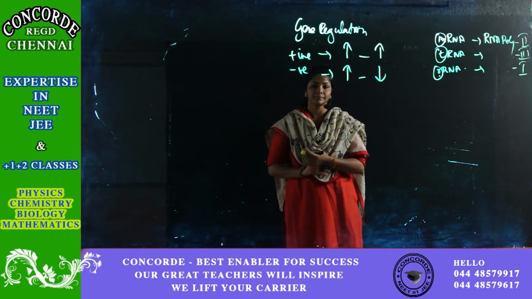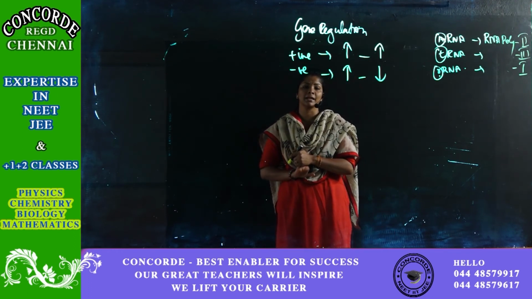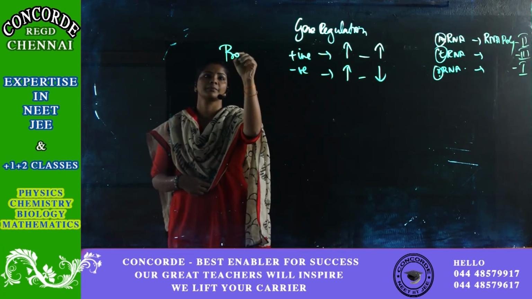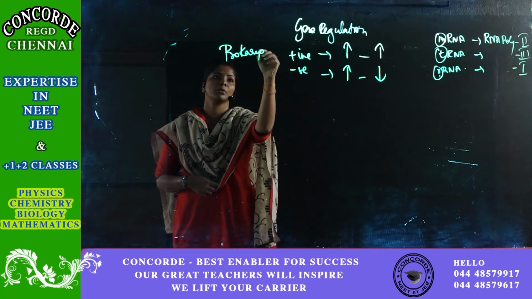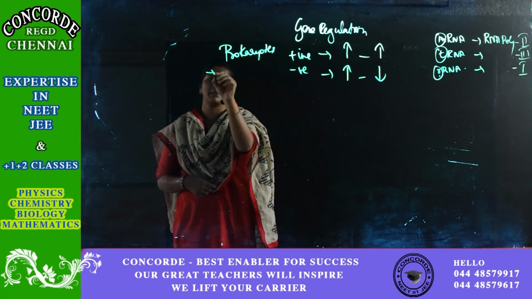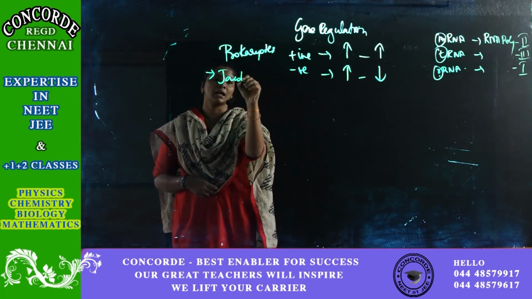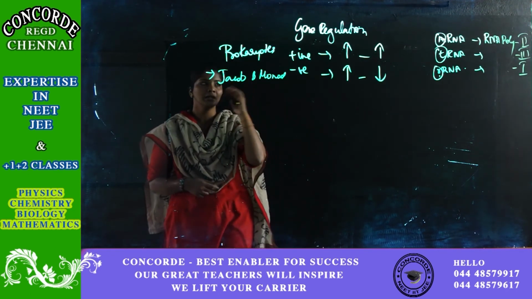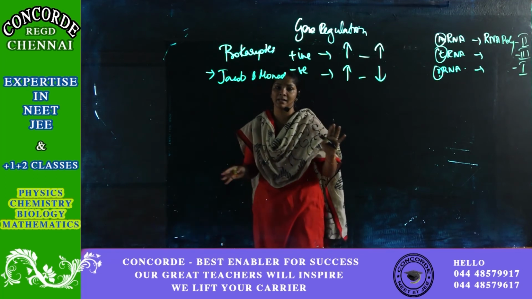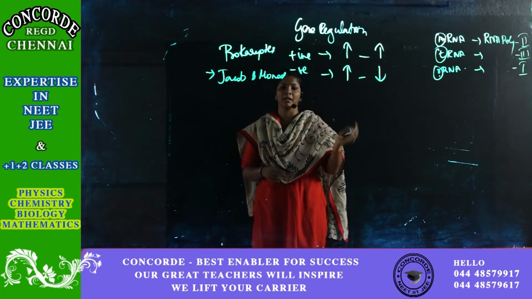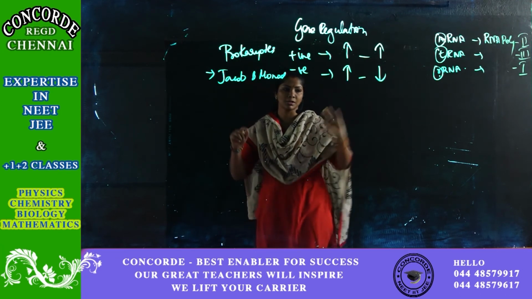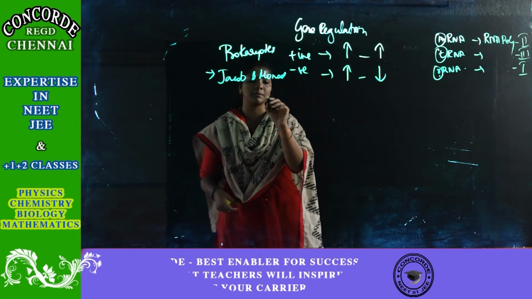Now this gene regulation was first discovered in prokaryotes, that is in bacteria, by a scientist called Jacob and Monod. So these scientists discovered the gene regulatory mechanism in bacteria for the first time. Now we are going to see in detail about that particular regulation. So I'm just going to draw the structure first and then I'll explain you step by step.